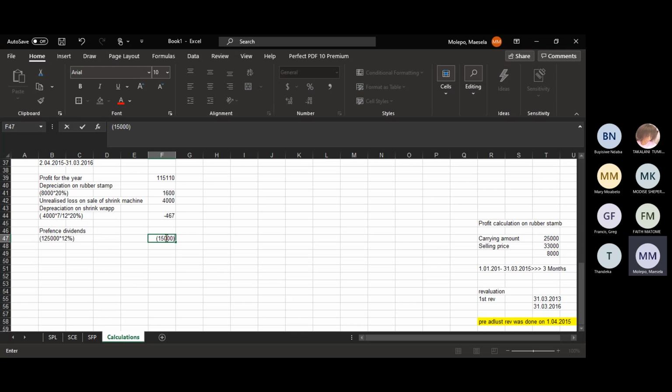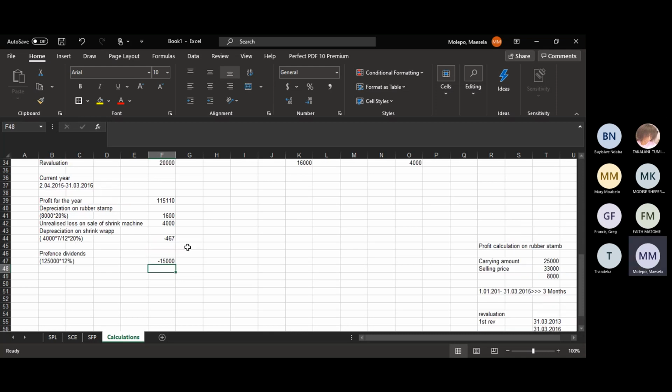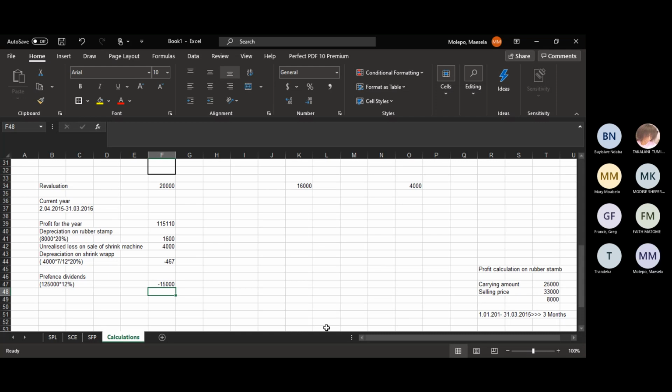But when we record the analysis of shareholders, we're going to say this 15,000 multiplied by 2. 2 being the one for the current year and the one for last year. Please note that when we're doing the analysis of shareholders of the preference dividends, here it will be the 15,000.